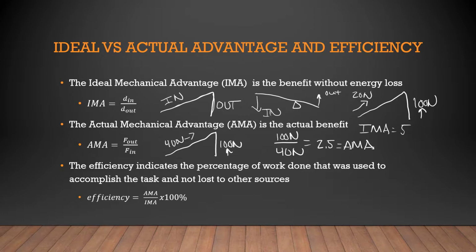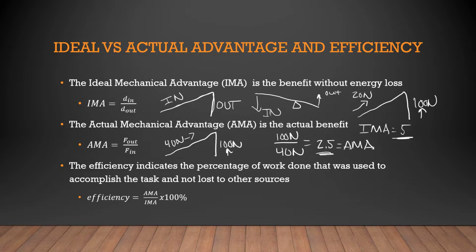So we are hoping for that benefit of 5 based on the distances. We only got a benefit of 2.5 when we really tested it out. So that tells me that there's a decent amount of energy loss in my machine. And our next step is figuring out how much energy loss there is percentage-wise.